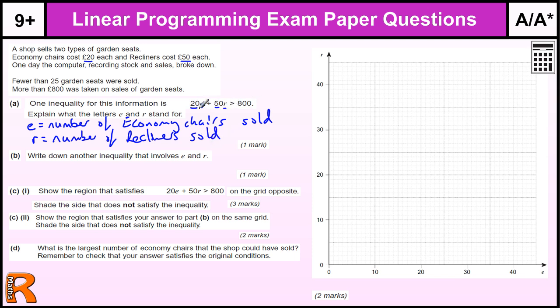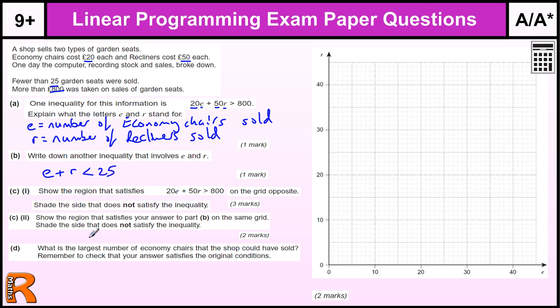Now quite often this gets a little bit confusing because you see the £20 and you just have to realise that these letters stand for the number of those things, and that's a very common idea in these linear programming questions, as you'll see. Write down another inequality involving E and R. Well, we've done the £800 one. This is the other one. Fewer than 25 garden seats were sold. The garden seats are all the seats added up. So the economy seats plus the recliners is less than 25.